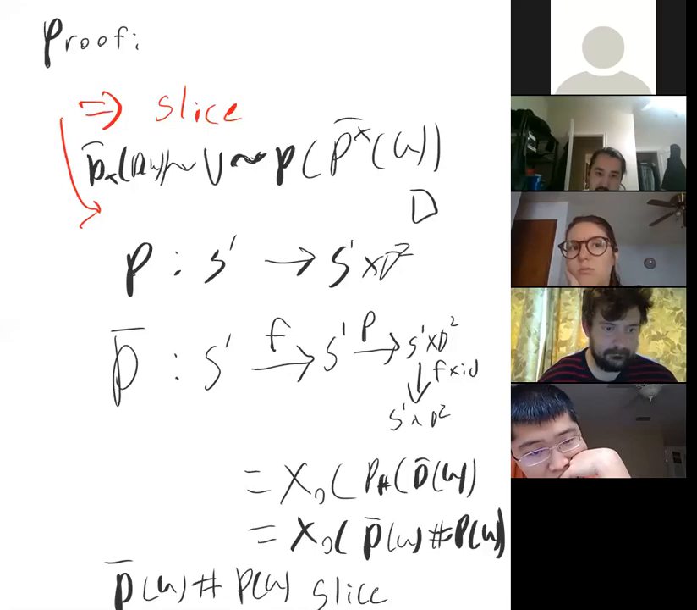And then this P bar view is just P of U, but mirrored with reverse orientation. And also all the crossings change, I guess, when you think about it. I think so.